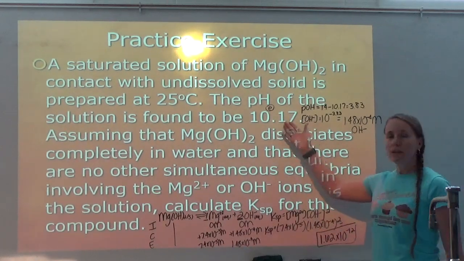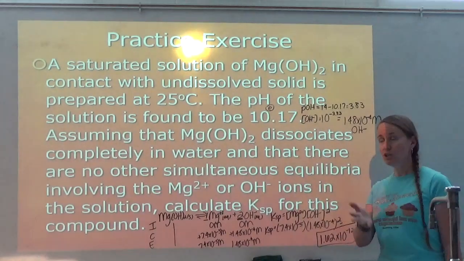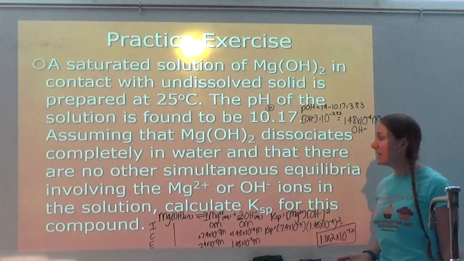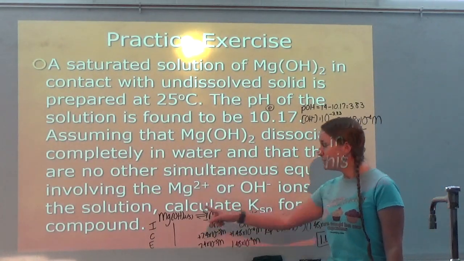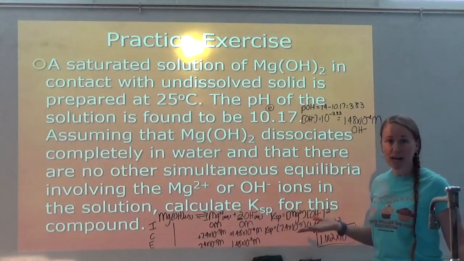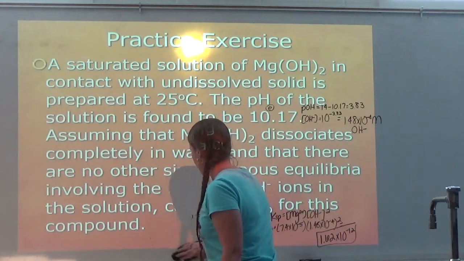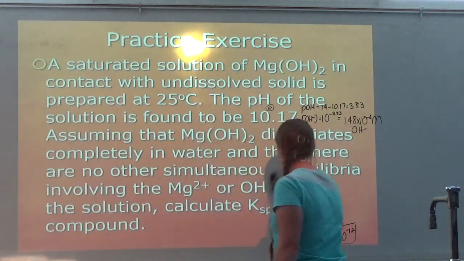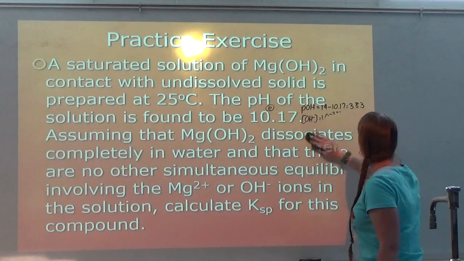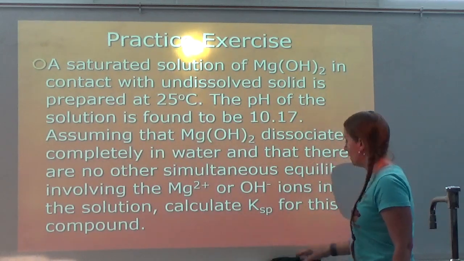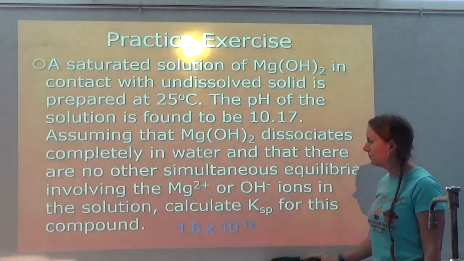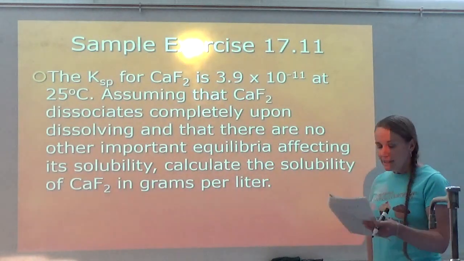So if they ever give you pH, or pOH, just remember, you can always get H plus or OH minus. The reason I went for OH minus was because no H plus is in this reaction, so it wouldn't be helpful to calculate that. So hopefully you got that one right. All right, so let's keep on moving. Let's look at our next one together.